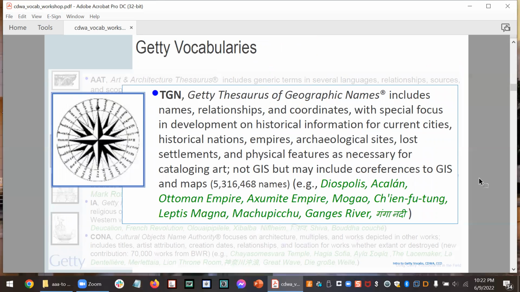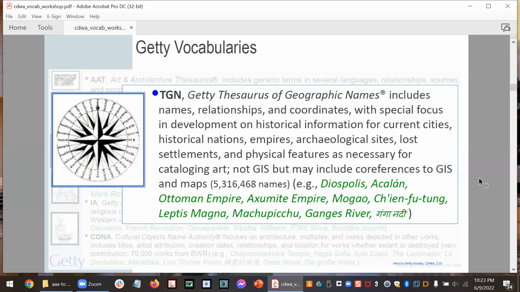Now moving on to TGN, the Getty Thesaurus of Geographic Names. And here you'll find names and other rich contextual data about places. And we do have places of the current world, but we're focusing in development on the historical information for current cities and also for historical nations and empires, archaeological sites, lost settlements. These are places that are known from the documentation, but we don't know exactly where they were on planet Earth, and some physical features, but only as necessary for cataloging art.